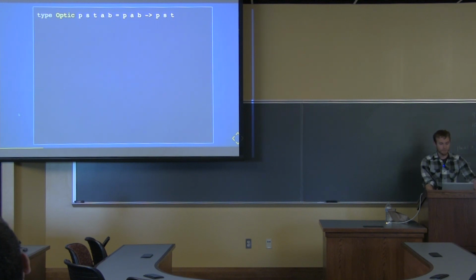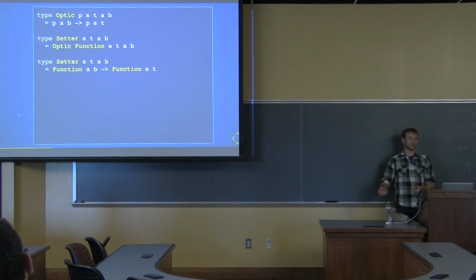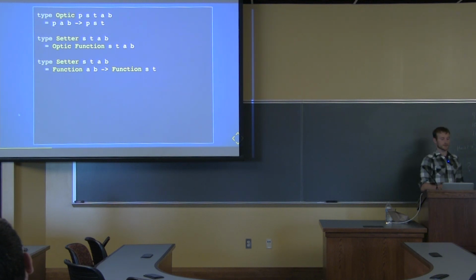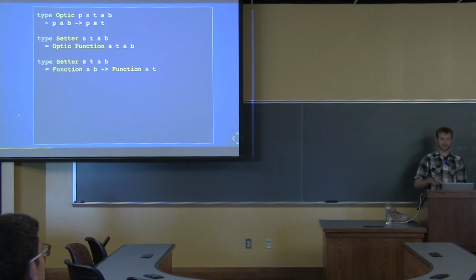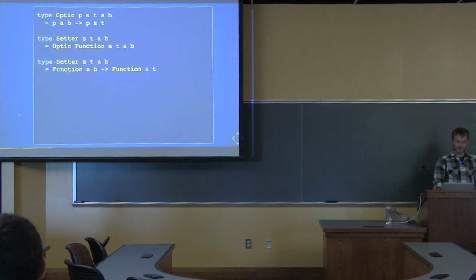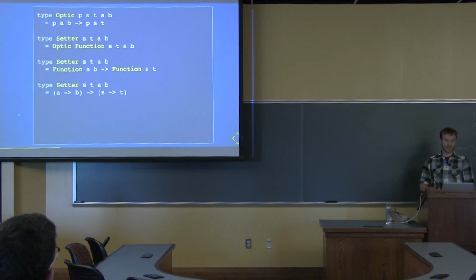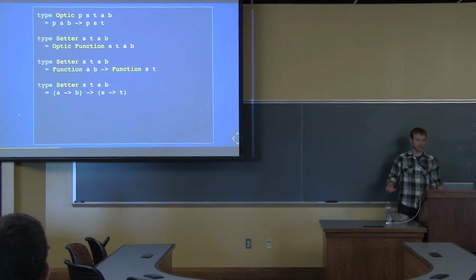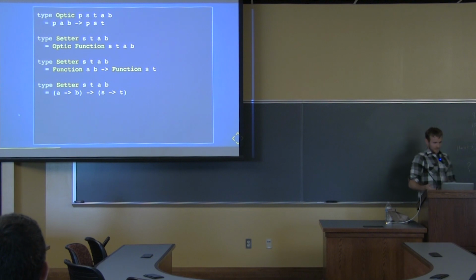doesn't have to be. And so if we start substituting this back up, we see that if setter is a type alias for optic where P is function, then we can rewrite the signature, or what setter is an alias for, to function AB to function ST. So it's some function that maps between those two. And then, of course, we can actually rewrite that as actual functions. So we can see that setter is just an alias for a function A to B to S to T. Well, that looks kind of familiar.